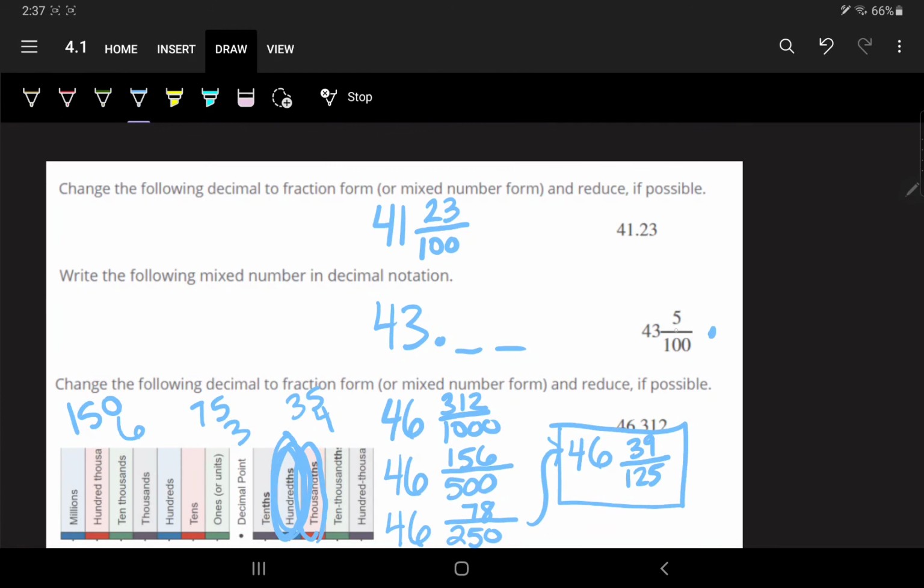But I only have a single digit. So that single digit has to go into the hundredth spot, and I just slip a 0 in there as a placeholder. All right, hope this helps.